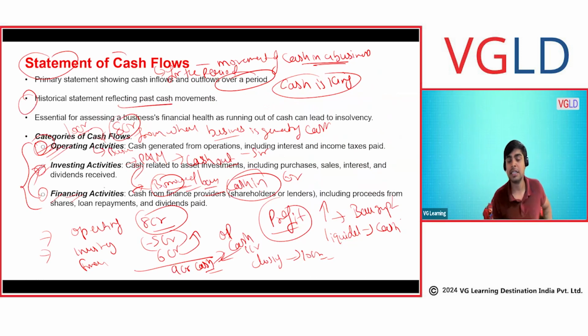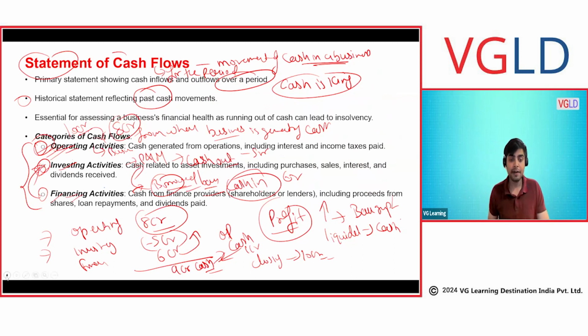It's a historical statement, just like the P&L and balance sheet. Financial statements are always historical. It reflects the past cash movement. Operating activity shows where the business is generating cash from and how much it has spent.